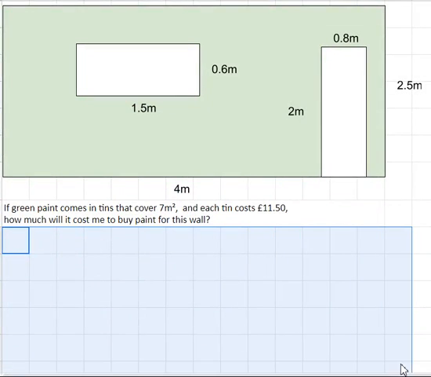Okay, so here's a question a bit more like what we'll see in the Nat 4 geometry module. What's going on? I've got a wall in a house and I want to paint it green. That wall has got a door in it and it's got a window in it. So my question says, green paint comes in tins that cover 7 meters squared. Each tin costs £11.50. How much money is it going to cost me to buy paint for that whole wall that I've got to paint in?